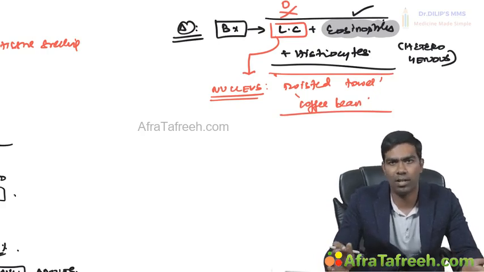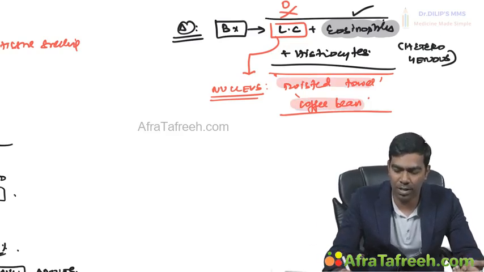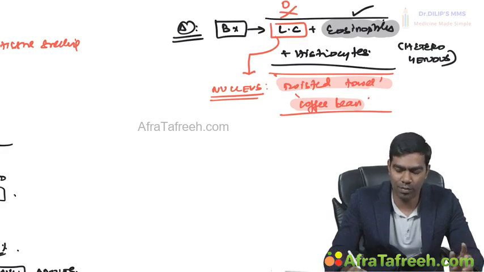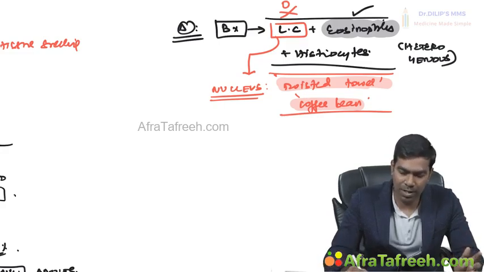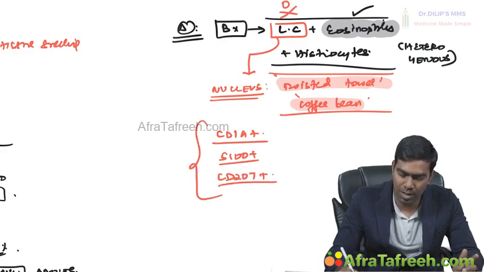You can see this in many other malignancies also, but this is given in the textbook. That's why the coffee bean appearance of the nucleus, or twisted towel appearance of the nucleus, is very characteristic of these Langerhans cells. At the same time, when you do IHC, they will be CD1A positive, S100 positive, and CD207 positive. Please do remember these three markers.